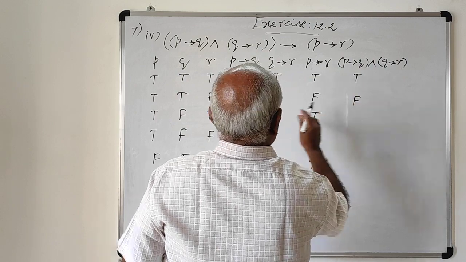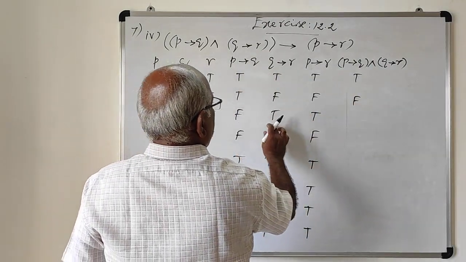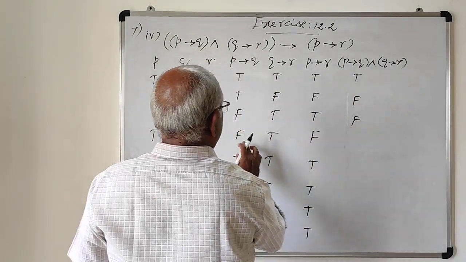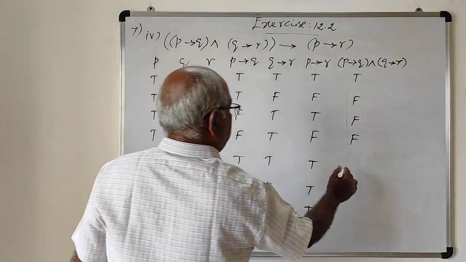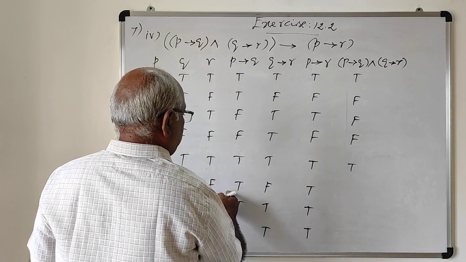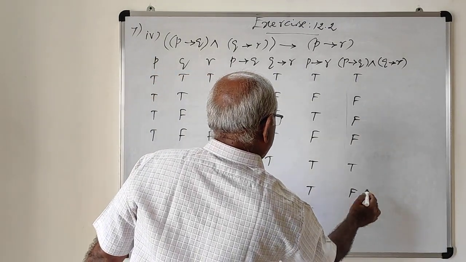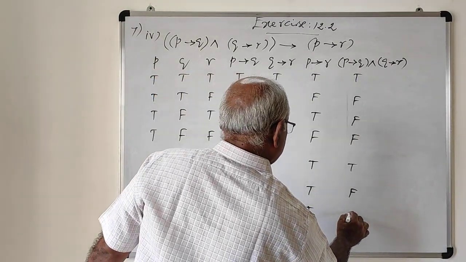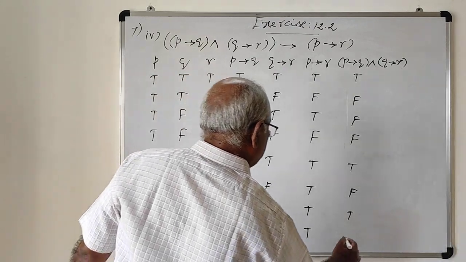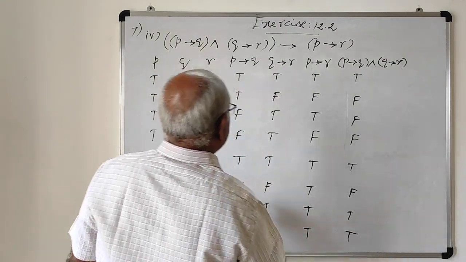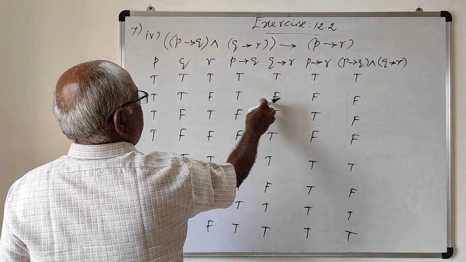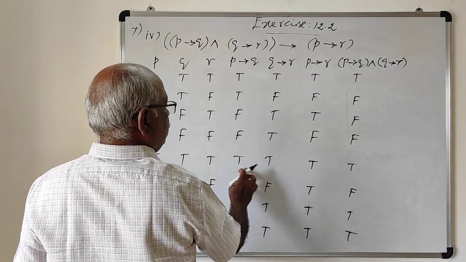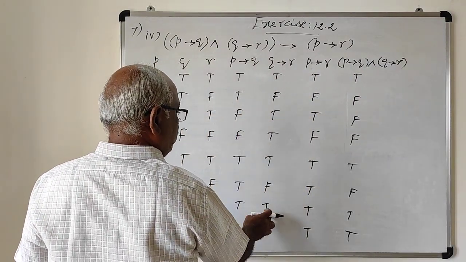For conjunction, only when both are T is it T. F and T, conjunction F. Both are T, conjunction T. So for P tends to Q and Q tends to R, the conjunction is T, F, F, F, T, F, T, T.